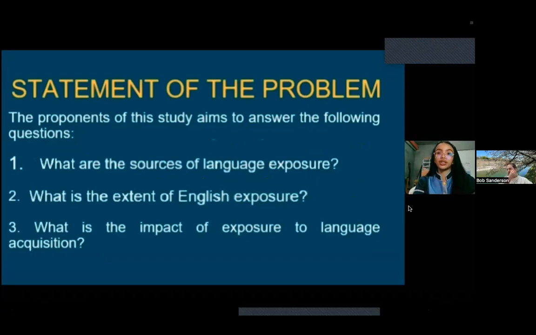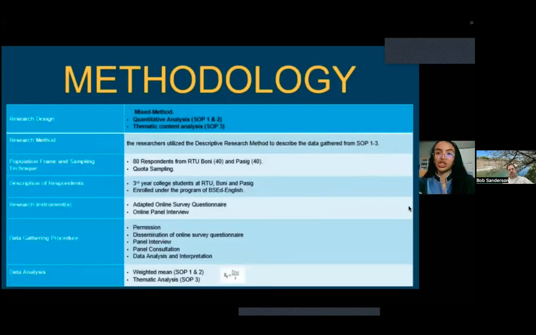Given conflicting issues as to whether language acquisition is nature or nurture, the researchers focus on external factors that influence language acquisition, which is nurture. The researchers aimed to answer the following questions. First, what are the sources of language exposure? Second, what is the extent of language exposure? And last, what is the impact of exposure to language acquisition? To discuss the methodology that we use in this research, I would like to give the virtual floor to Ms. Sheila May Paet.